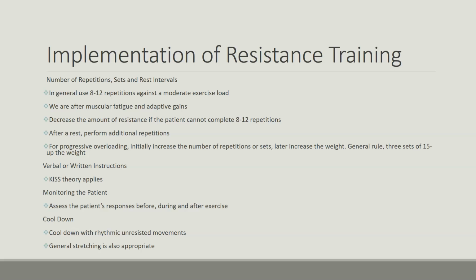Verbal or written instructions, keeping it simple theory applies. Don't make it difficult. Don't make the exercise prescription excessively convoluted, because they will not remember any of it the moment they walk out the door. Quite often you start with maybe 1 or 2 exercises, next appointment 3 or 4, and so forth. You keep it simple. Assess the patient's responses before, during, and after exercise. You really need to have them back to see how things are going with them. Because this week, if I give you an exercise prescription, I want to see you next week.